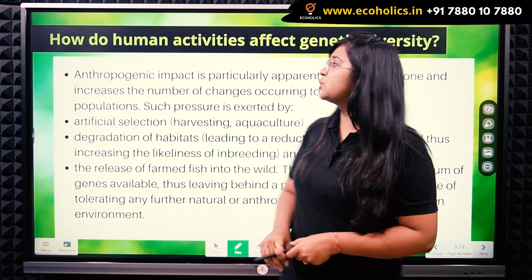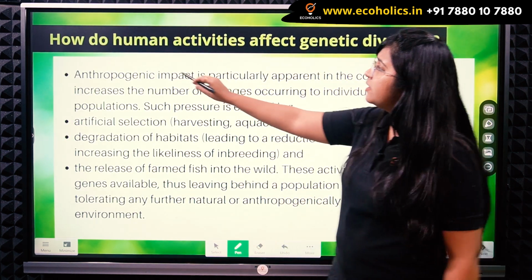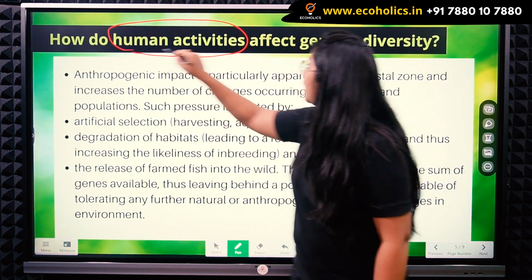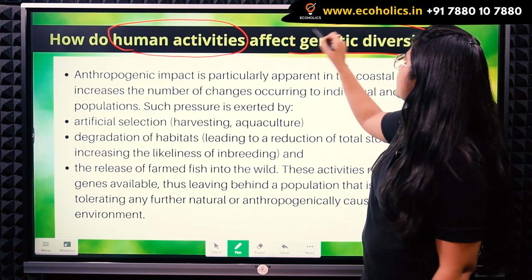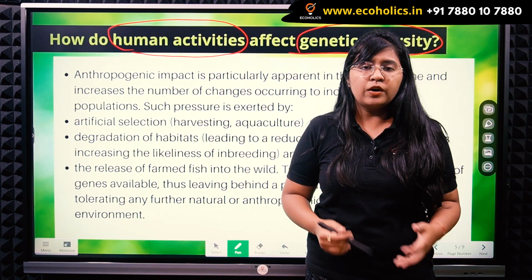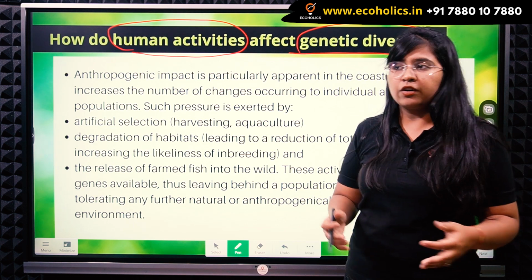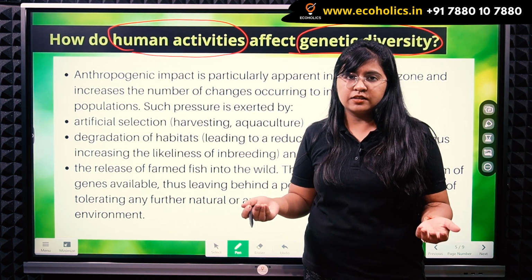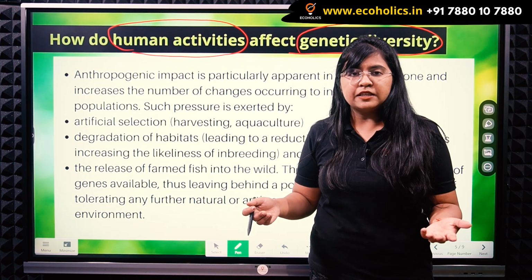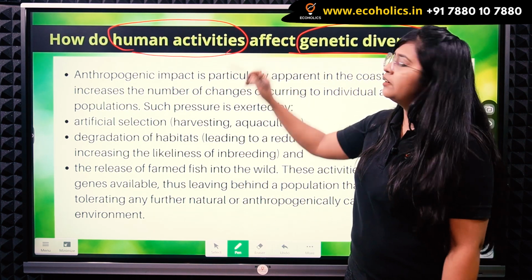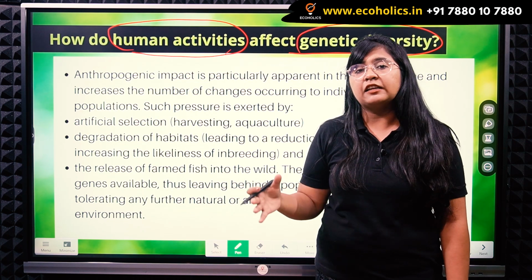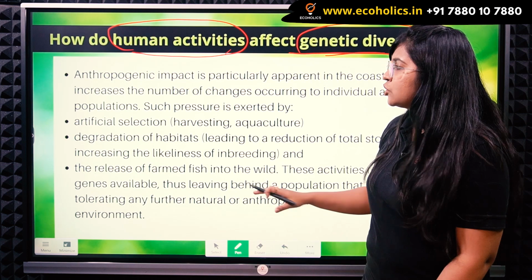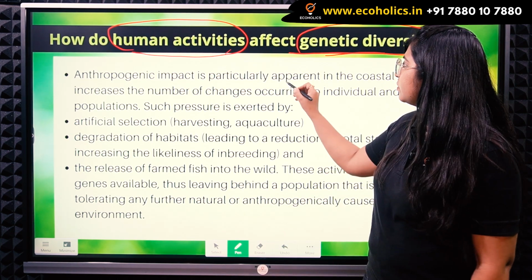Then we have the next one, where we understand how human activities are affecting this genetic diversity. Now that we know what genetic diversity is, or the way in which we look into the genetic characteristics and genetic variability, how can human activities or anthropogenic activities impact the genetic diversity? So there are a few points over here.